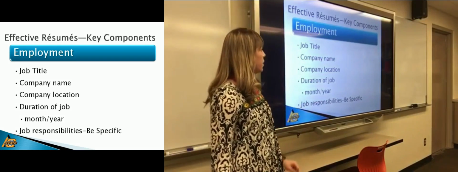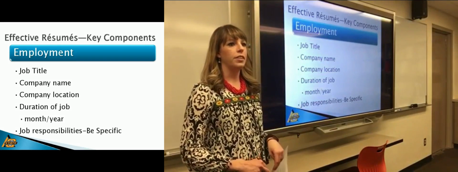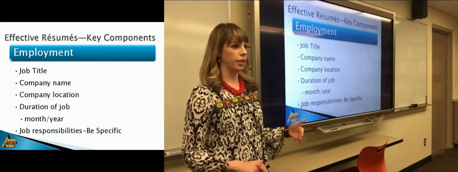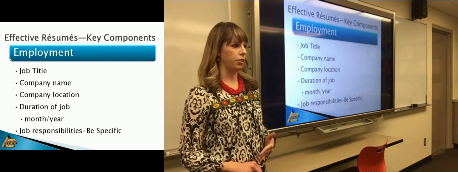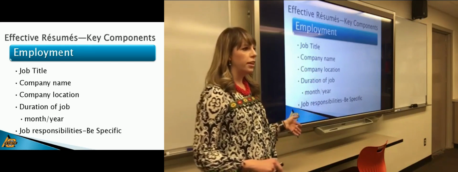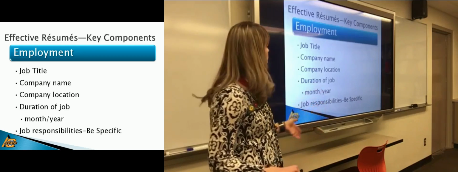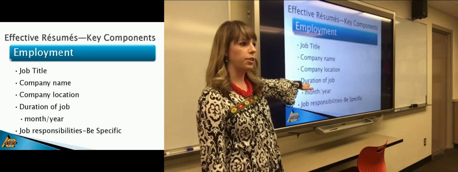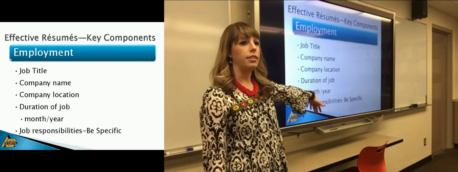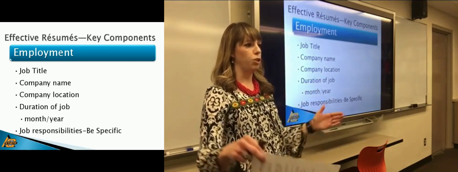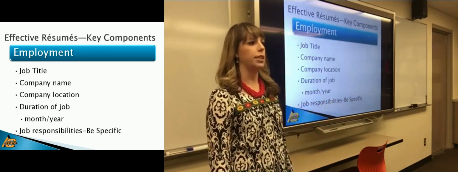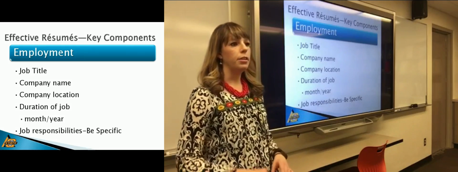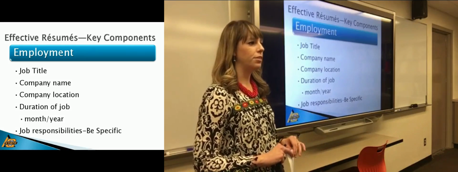So for employment, we want to have our job title. Again, if we're doing a reverse chronological resume, we're going to have our current job that we're at first, and then we're going to work backwards chronologically. So if I'm working as a student worker here at OSU, I'm going to list that first. I'll list the company name, company location, the duration of the job. So if I started a year ago, I would list the month, 2017 to current, showing that I'm still working in that position, I'm still here. And then also job responsibilities. And so you want to be specific, but not too specific.